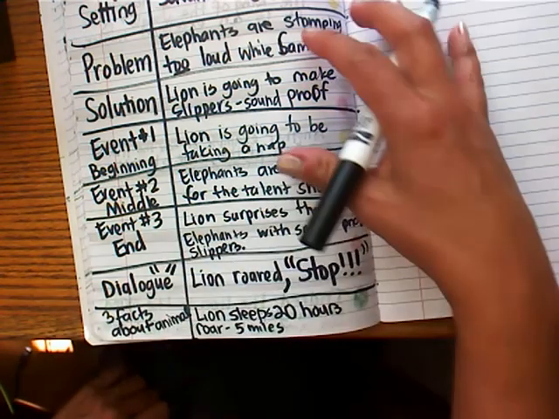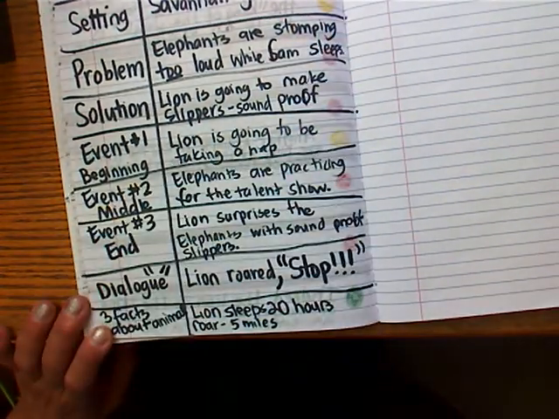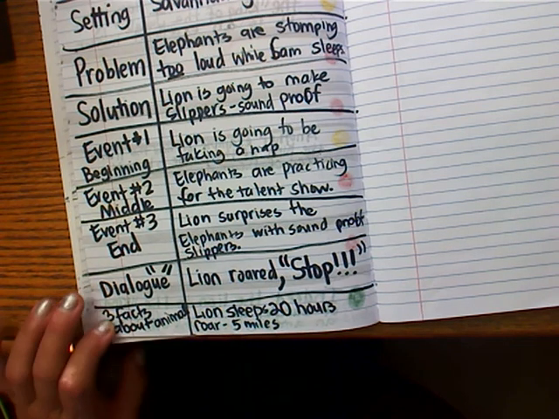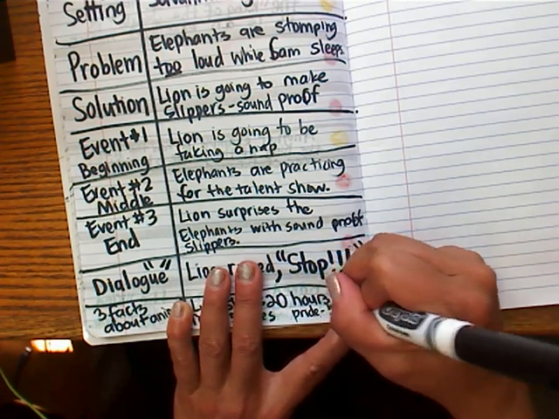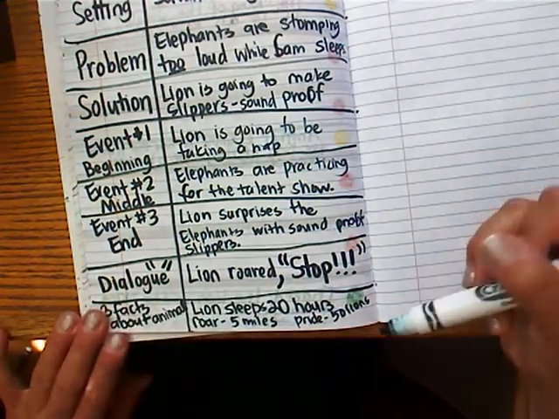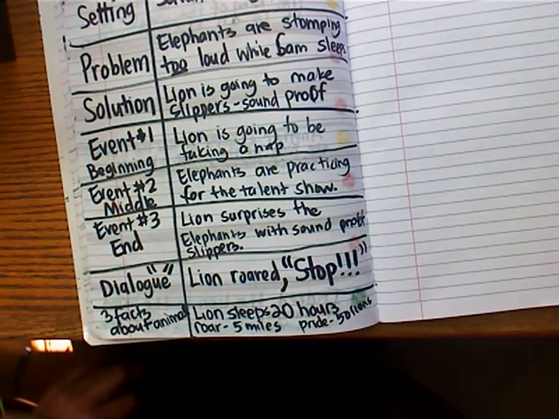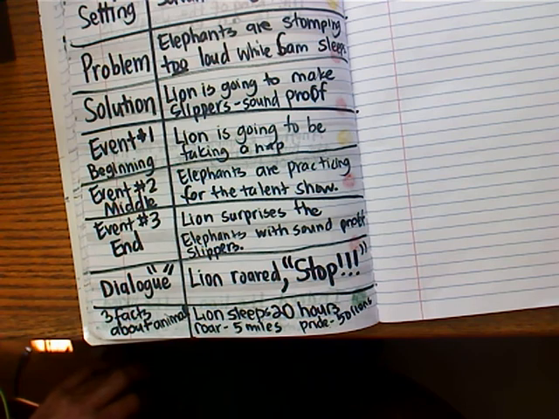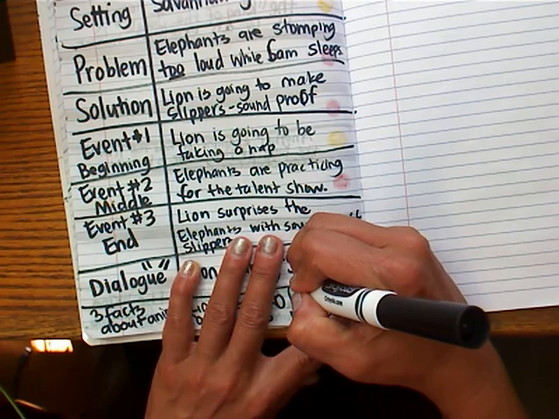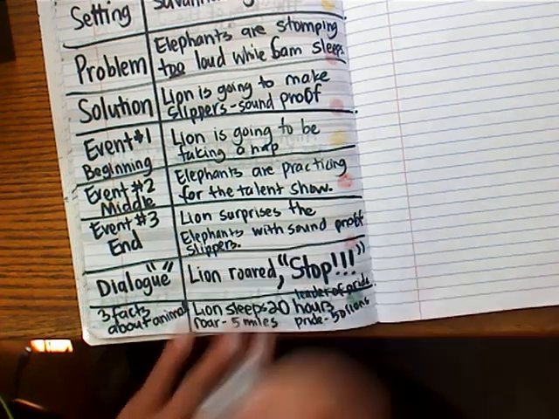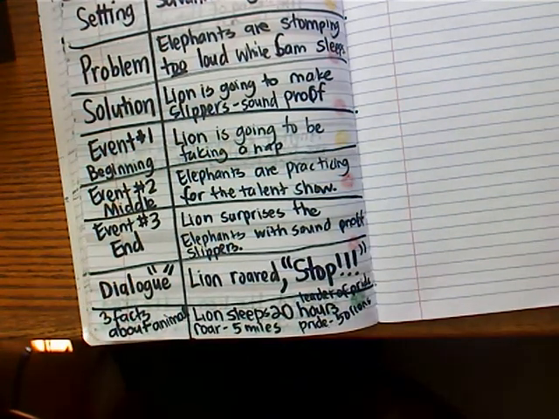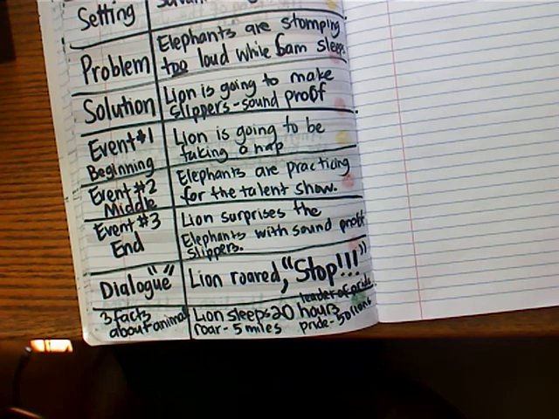And so I'm going to come up here and I'm going to look at my story and I'm going to think, what other facts can I put in? Oh, I know. The lion lives in a pride. And somebody told me that there were like 50 lions in a pride. So these elephants are disturbing the sleep of 50 lions. Not just one lion, but 50. And since he's a lion, he is the leader of the pride. Okay? He is the leader of the pride. Whew! I am done with my T-chart.